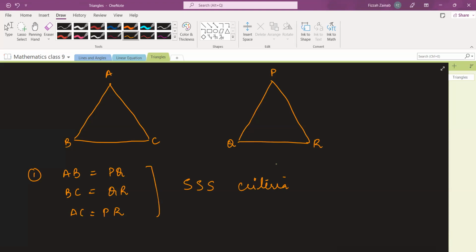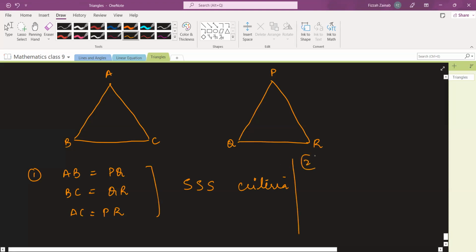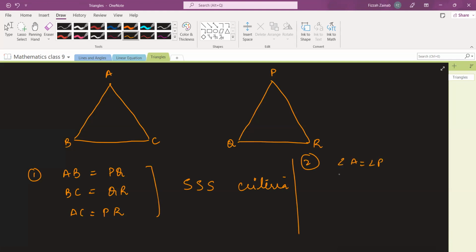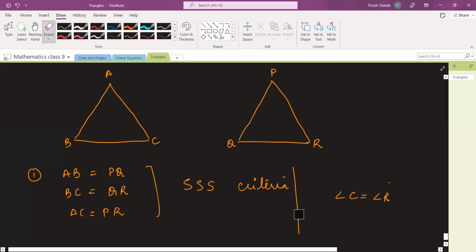Yes, ma'am. Okay. Now the second one, let's say all the angles are equal. Simple. So I'm saying that angle A is equal to angle P, right? Angle B is equal to angle Q. Angle C is equal to angle R. But AAA is not in your syllabus, so just leave it. Just consider sides only, right? Let's say all the sides are equal. So simple SSS criteria. Any confusion?